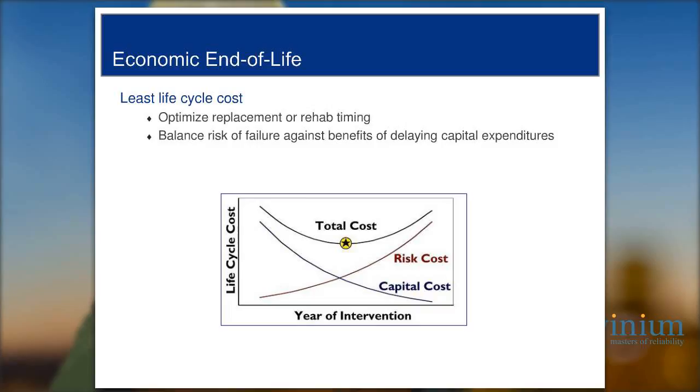And that's to recognize this, that when you're trying to make a decision about replacing an asset, you have two competing incentives that you're trying to balance. On the one hand, you'd like to postpone the year of intervention as long as possible in order to minimize your capital spending.